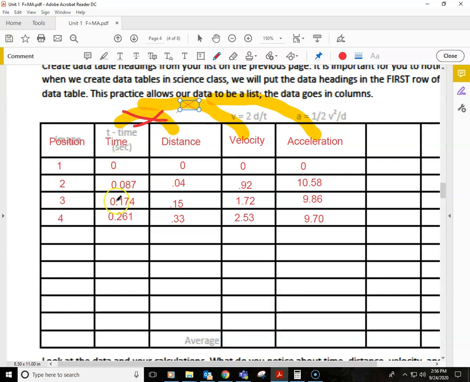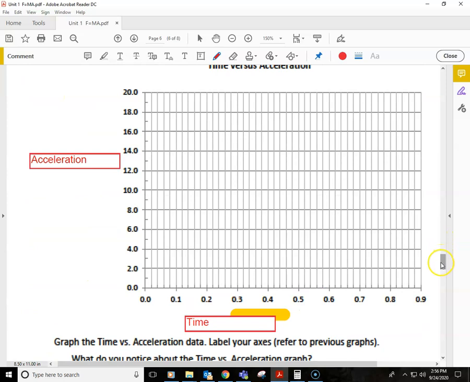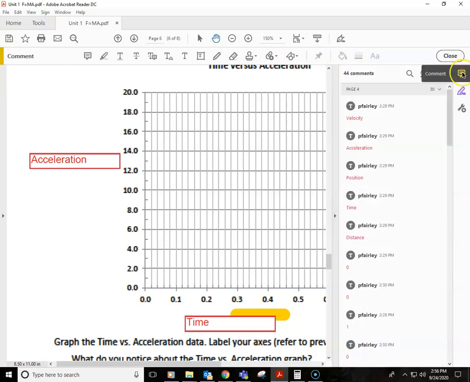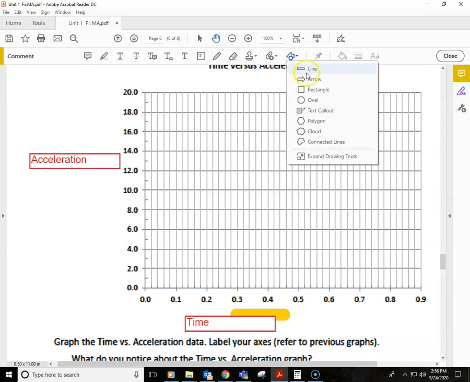So once again, we're going to stick with these same numbers for time across the bottom, but now we're going to graph acceleration. 0, 0, 0.87 versus 10.58. So once again, we're going to come down here, and I'm going to make a dot. You don't have to make a dot, though. Here's another option. If you can't find that, you could make an oval.